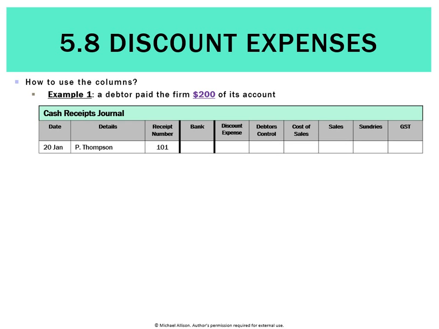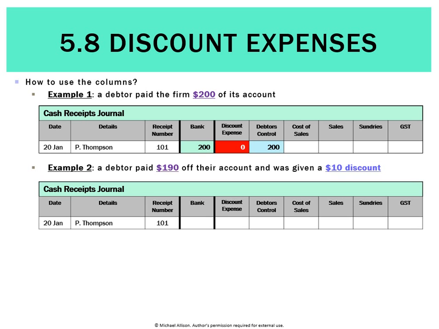Looking at how to use a different example and how it could be different for a similar transaction, assume a debtor paid $200 off its account. We put 200 in the bank column, no discount, and debtors would go down 200. What about if we gave the same debtor a $10 discount and made them only pay $190? We have $190 in bank, $10 discount, and debtors would go down a total of $200.